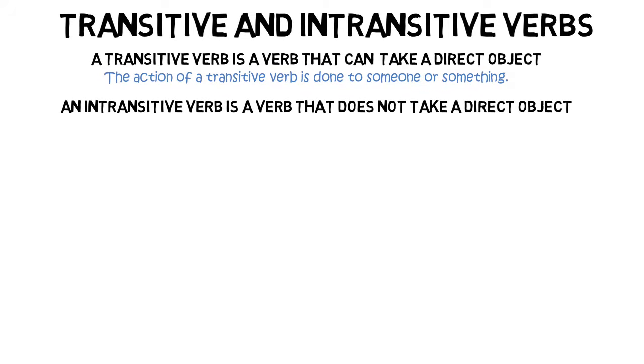An intransitive verb is a verb that does not take a direct object. In other words, it's not done to someone or something. It only involves the subject.